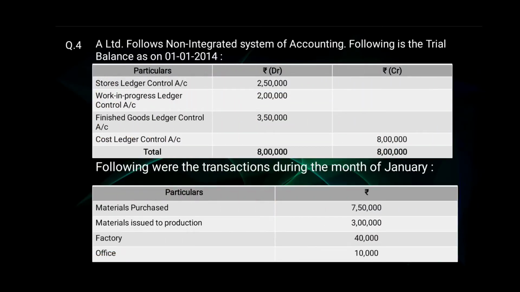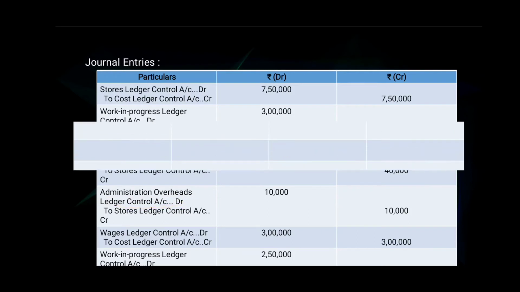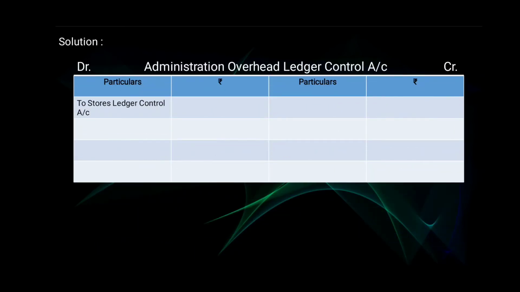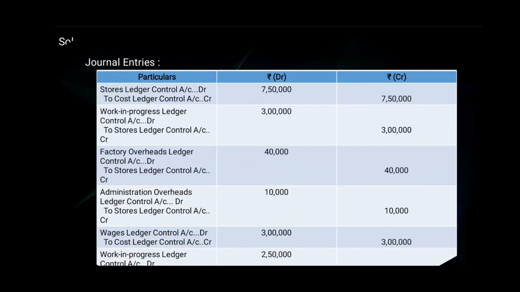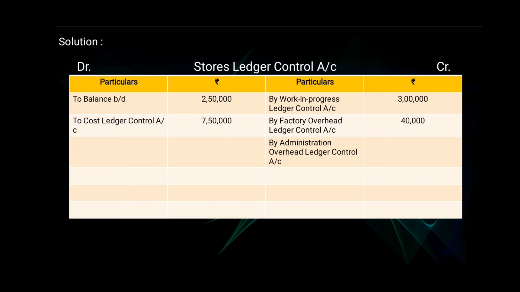Next is office, amount is given as 10,000. So the journal entry we had recorded as administration overhead ledger control account debit to stores ledger control account, amount is 10,000. So the first effect will give in administration overhead ledger control account as to stores ledger control account, amount is 10,000. Next, the second effect will give in stores ledger control account as by administration overhead ledger control account, amount is 10,000.